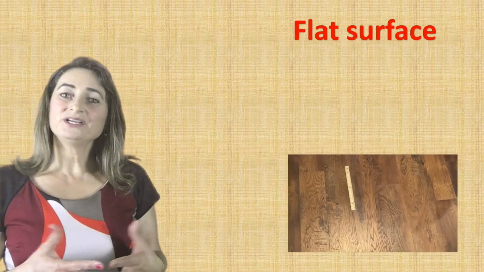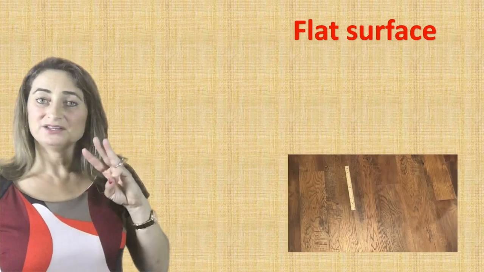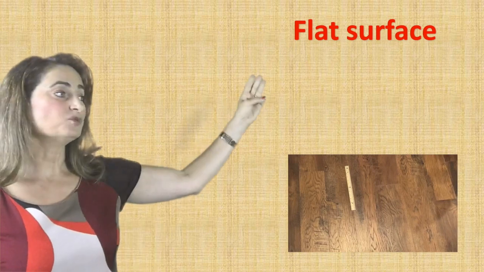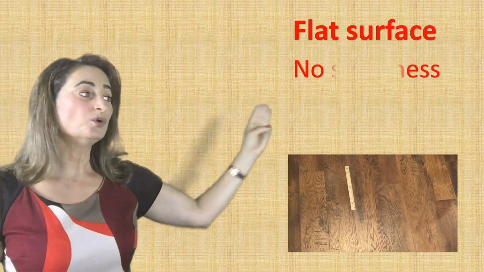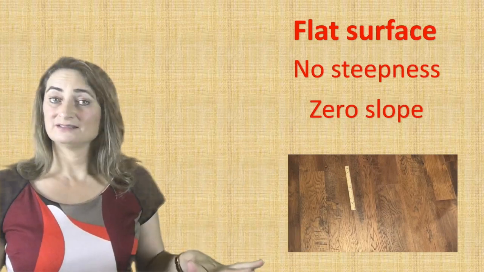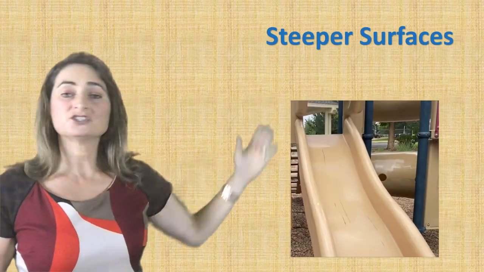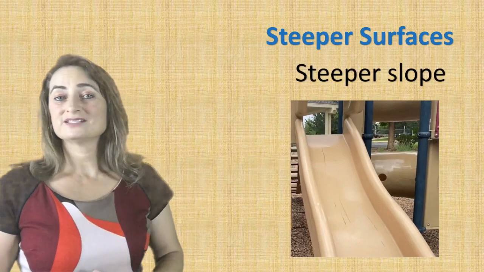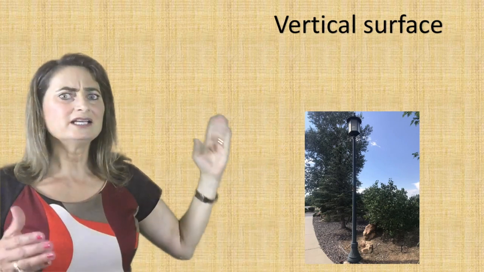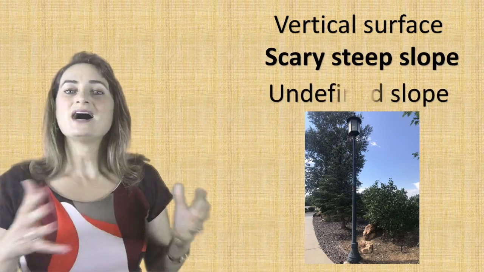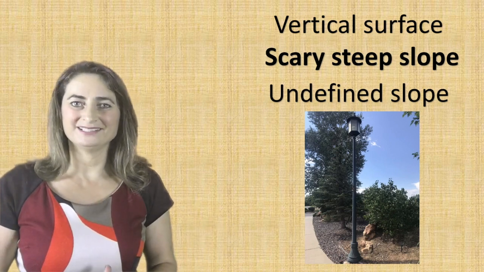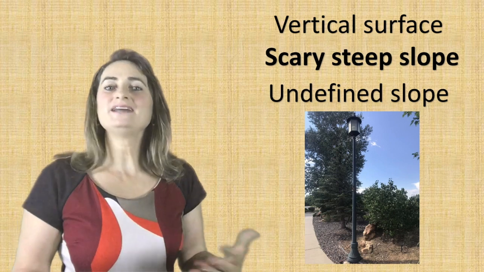Before we go outside and look at different surfaces, let's talk about three kinds of surface. The first one is the flat surface, which has no steepness, zero slope, just like the ground. The second one would be a steeper surface, just like the slide. It has a steeper slope. Or a vertical surface, just like the light, that has a scary steep slope, which means undefined slope, and I will prove it to you mathematically later. Now let's go inside the house and outside the house to see different surfaces and find out how to measure the steepness of that surface.